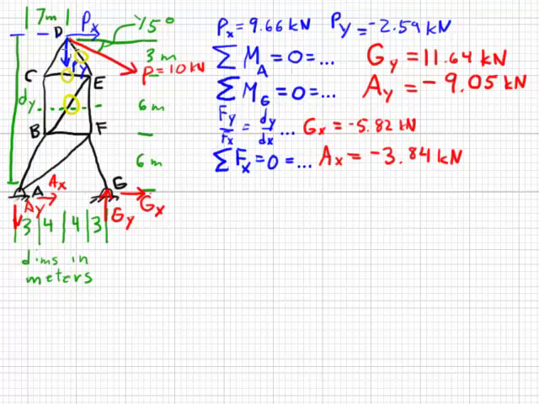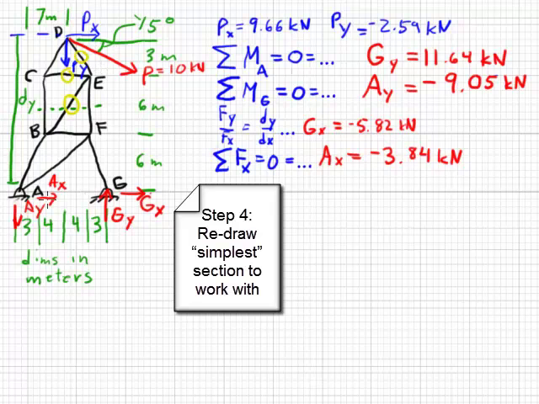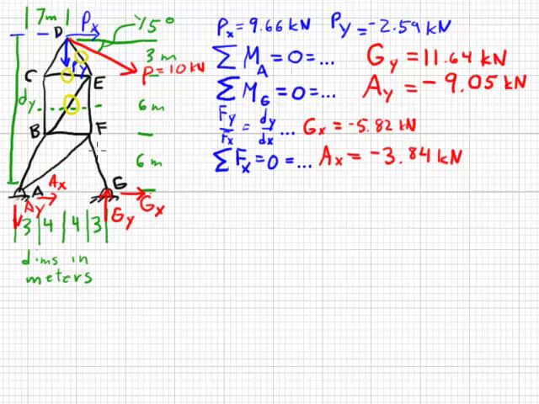Another acceptable section would be to cut BC, CE, and DE. A section that would not be appropriate would be cutting DE, CE, BE, and BF, something along these lines. That would not be appropriate because we are cutting four, not three, members of unknown force. The next step is to redraw the simplest section that we can work with after this cutting. So we look at either the top or the bottom. In my estimation, the upper part is easier to work with because there are only two forces being applied, Px and Py. If we took the bottom part, we'd have to deal with Ax, Ay, Gx, and Gy, although we should come up with the exact same answers.